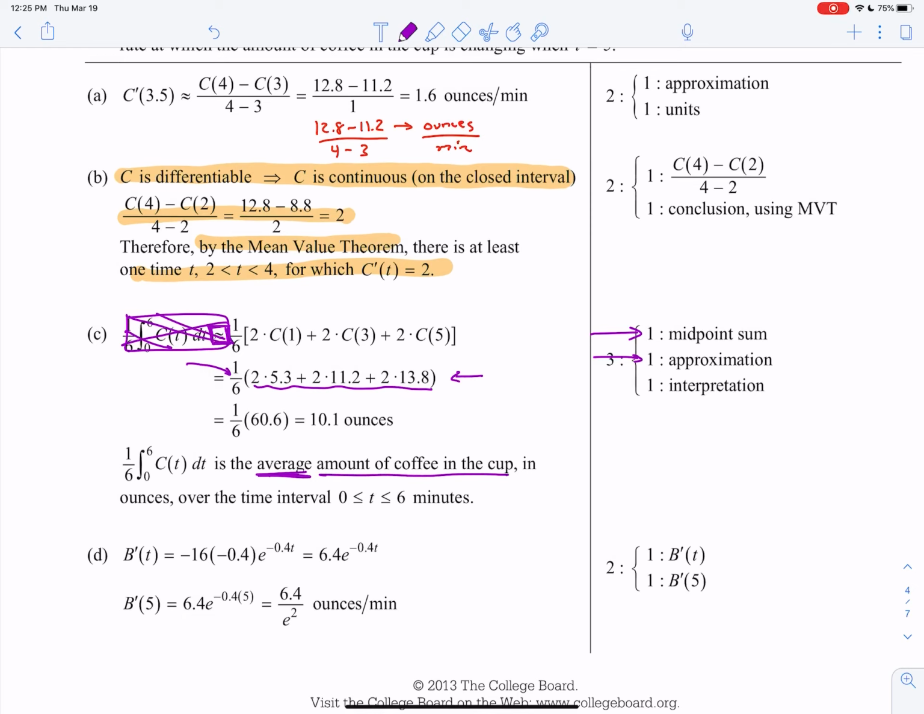Now, how do we measure that? They measure it in ounces. And this is the average amount from when to when. They mentioned that it's from 0 to 6. 0 to 6 what? In this case, it's minutes. So that'll earn you your third point. Very doable. Definitely more straightforward than part B. So try to earn your points there, okay?